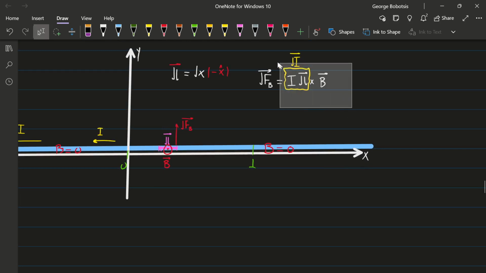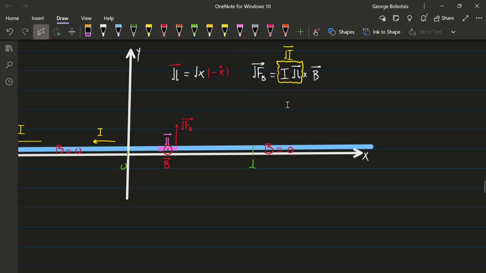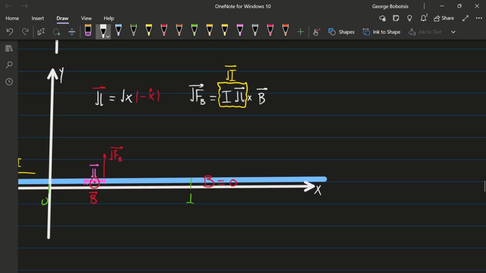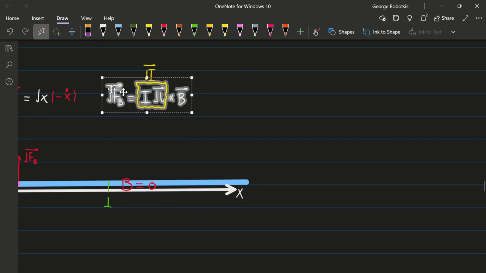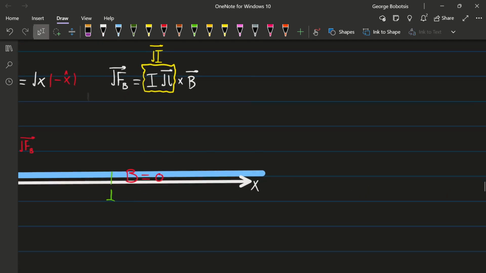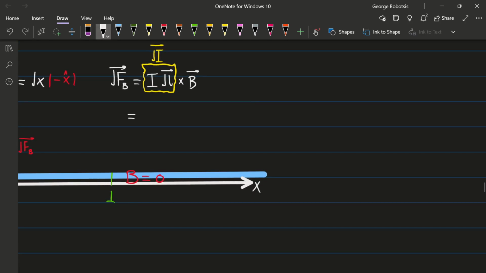So you found what dF_B is. Now I have to put it all down. Let's see what happens. So dF_B is I dl crossed with B. Here we go. The next piece of info I would put down is what the dl element is, which we found it to be, if you remember, dx negative x hat. And then we have the magnetic field. So the magnetic field I will address in a second.